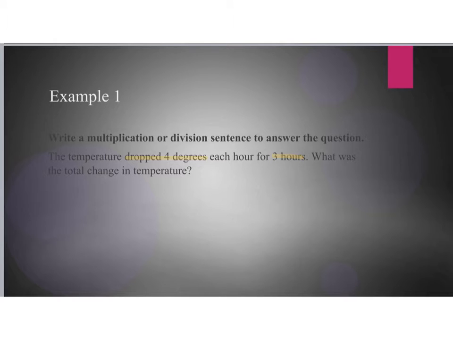So with this problem here, we can approach this in two ways. We can say after 1 hour, it dropped 4, and we show a drop with a negative 4. Then we can add another negative 4 because it's going to drop each hour for 3 hours. So this right here is one way that we could represent this.